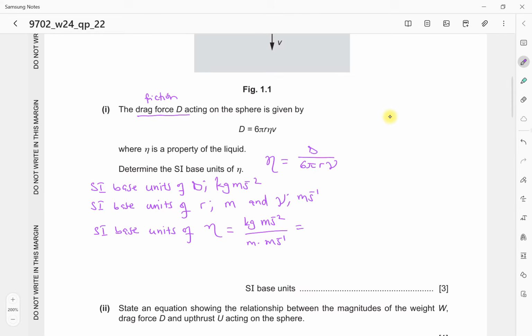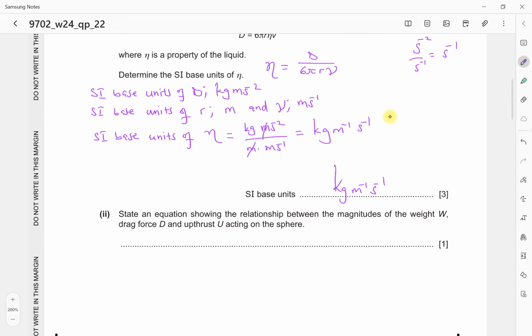So this is the same as, of course, the m cancels with that, so it becomes kilograms. Of course, s to the power minus 2 divided by s to the power minus 1 will be s to the power minus 1. We subtract the powers. Then we have m at the denominator, so it will be m to the power minus 1 and then s to the power minus 1. So the answer is going to be kilograms per meter per second.